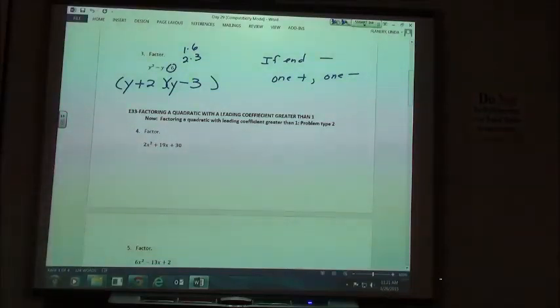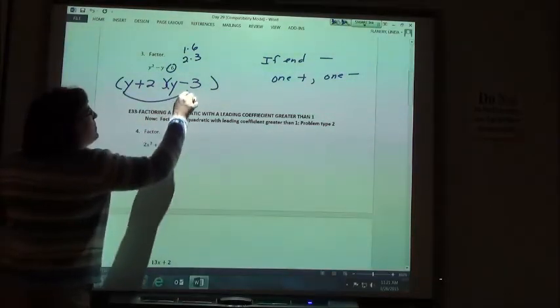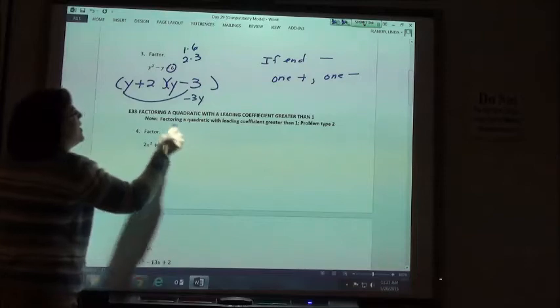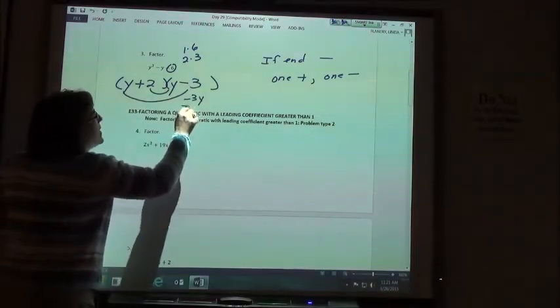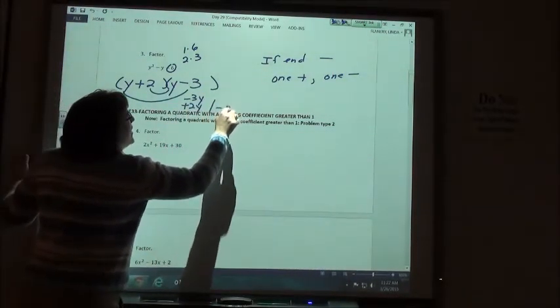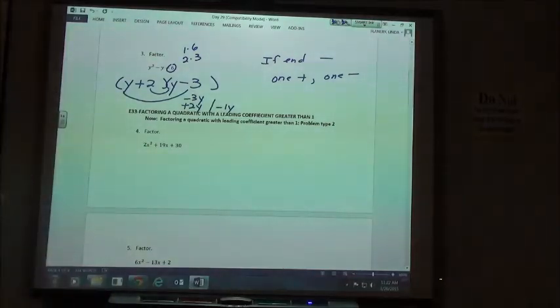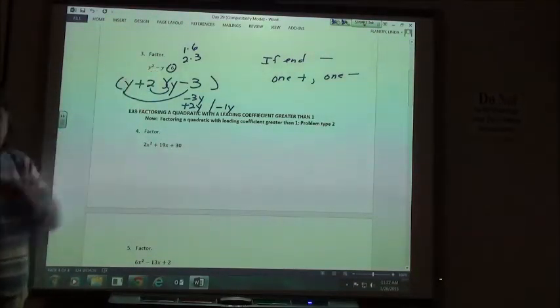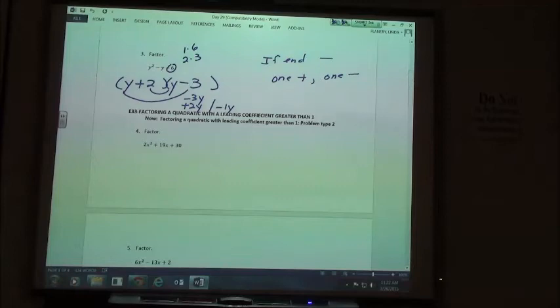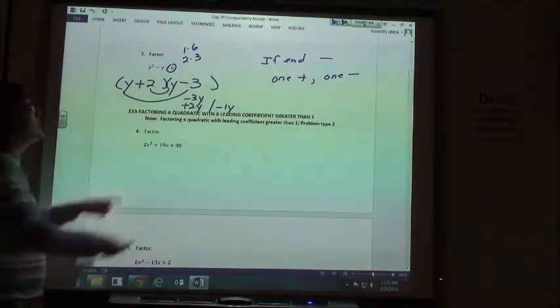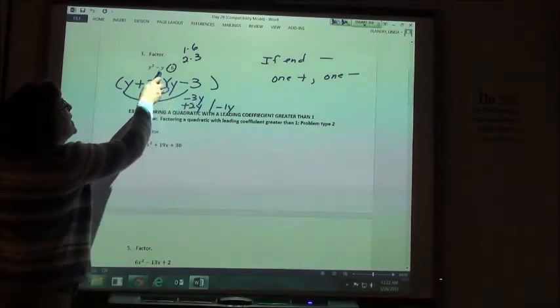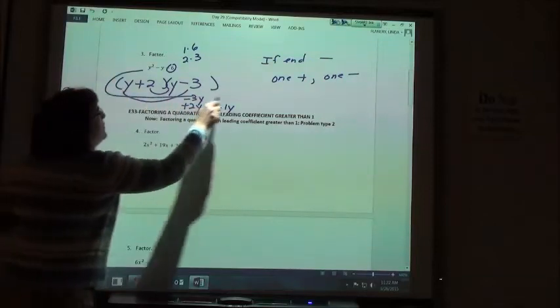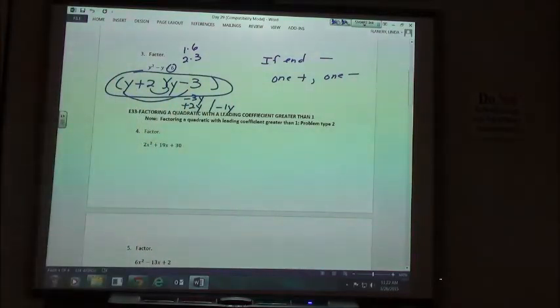Again, if I wanted to double check, I'm thinking about FOILing, taking the outside plus the inside. So the outside pair gives me minus 3y, the inside pair gives me a positive 2y, and sure enough, negative 3y plus 2y is the minus 1y you want in the middle. You could FOIL the whole thing out, but just as a quick check, the outside plus the inside have to be the middle. And so y plus 2 times y minus 3 is my answer.